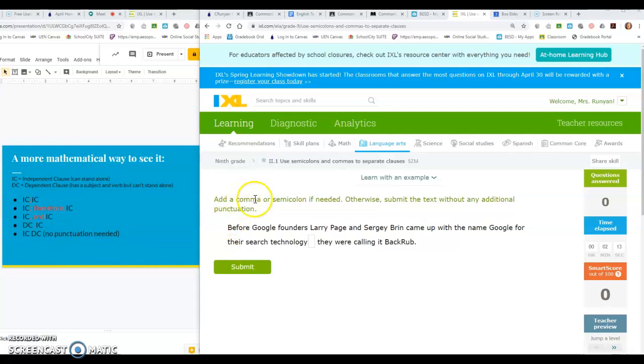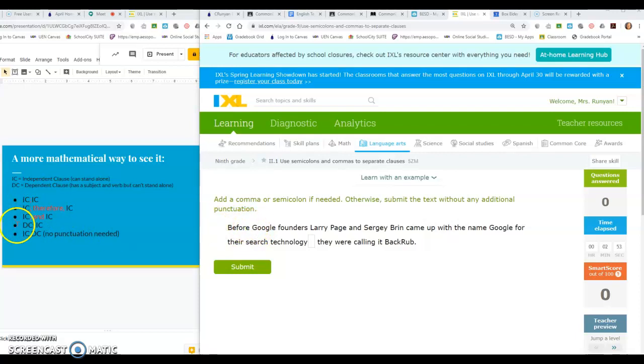So the question says, we're supposed to add a comma or semicolon if needed, otherwise submit without any additional punctuation. So our choices are semicolon, comma, or blank. And I think the blank is the thing that's been giving kids the most trouble on this in years past. So if we look at this, before Google founders Larry Page and Sergey Brin came up with the name Google for their search technology. Now I can see I have a subject and a verb. Larry Page and Sergey Brin as the subject, came up with would be our verb, but it left me hanging, and that before at the beginning is the reason it's leaving me hanging.